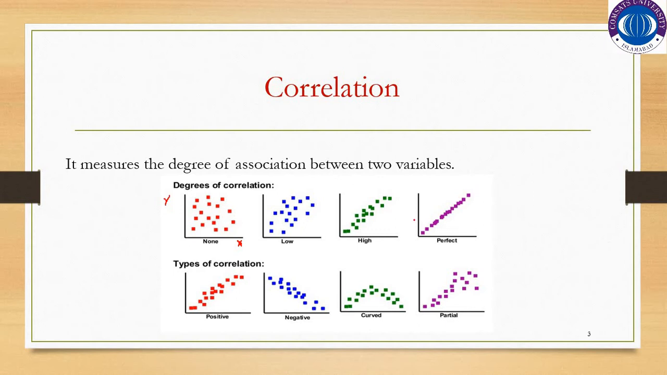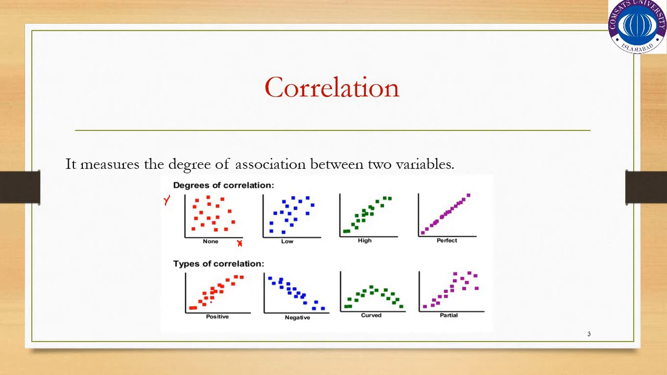As you can see, as one variable is increasing, the other one is also increasing. So these are the degrees of correlation. There can be no correlation, there could be low correlation, there could be high, and there could be perfect.